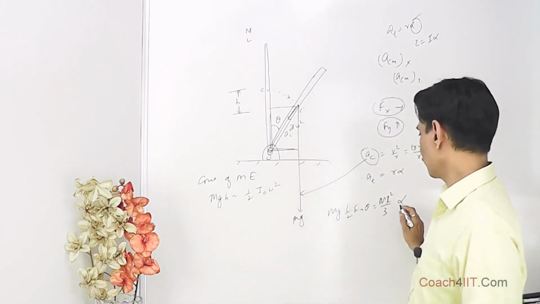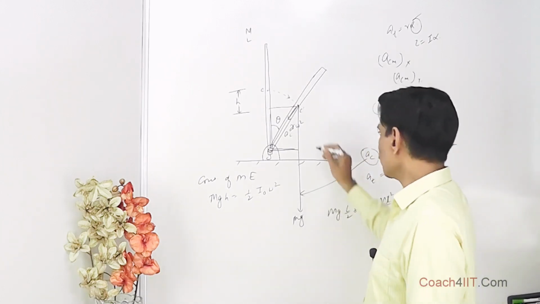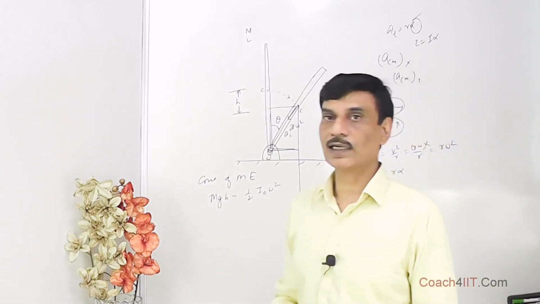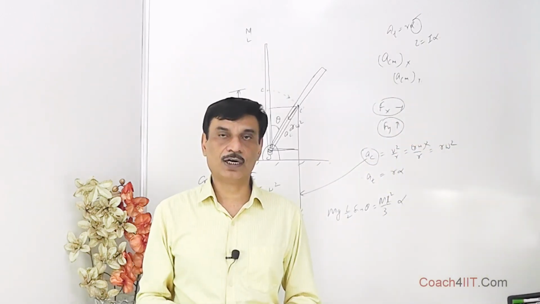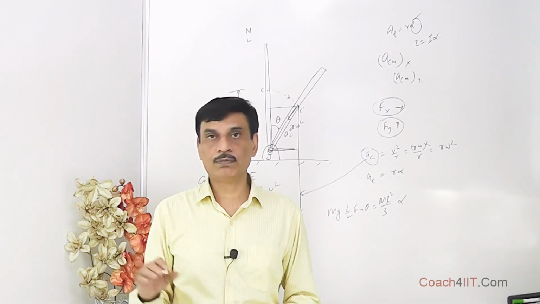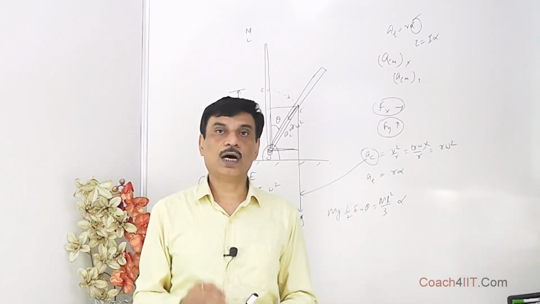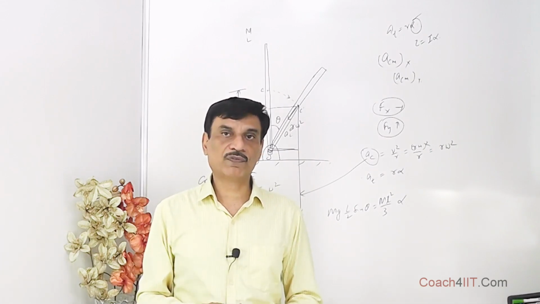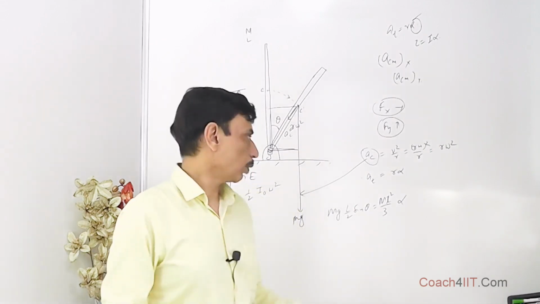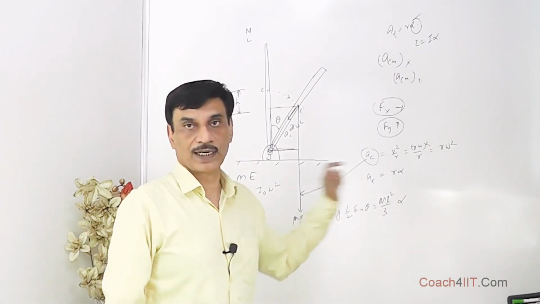For this I, either you can use the parallel axis theorem or you directly know that the moment of inertia of a thin rod of uniform linear mass density is ml square by 3 about an axis passing through one of its ends and perpendicular to its length. So we have used torque is equal to I alpha. So from here alpha comes.